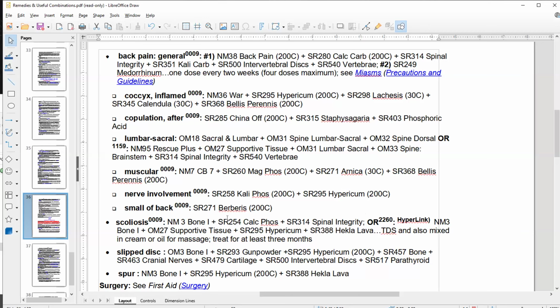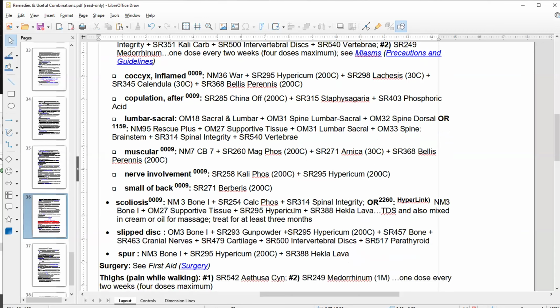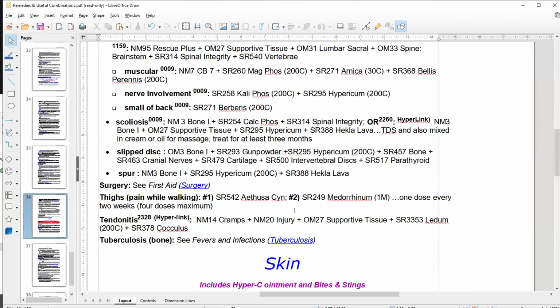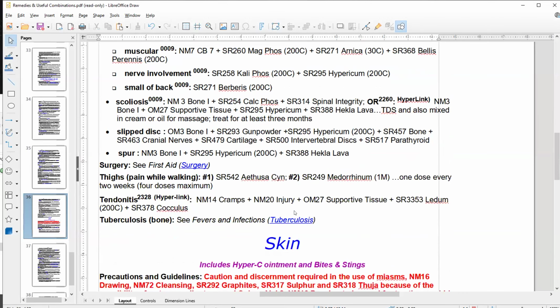Small of the back, slip disc, and thigh pain while walking. If you have someone like this, beautifully it is covered. Other than this, as for me, 90% of the problems can be solved by using these remedies.